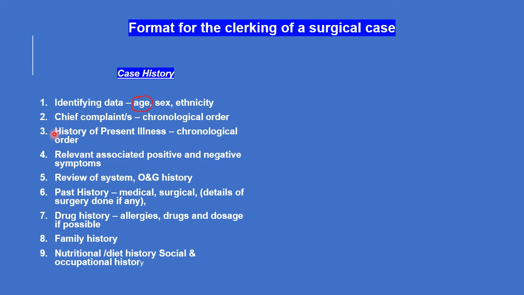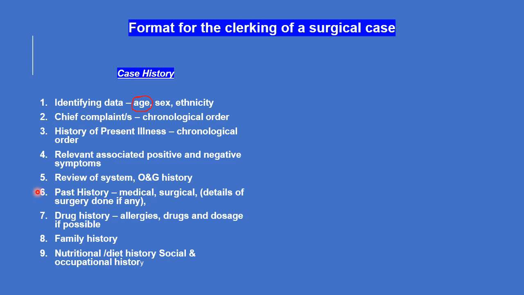Subsequently, you go into the history of present illness in chronological order. Arrange the symptoms in the patient in chronological order. Then you have to look into the relevant associated positive and negative symptoms. In the review of the system, get a few symptoms from each system to see whether it is normal or abnormal. OBG history, especially in women at risk.